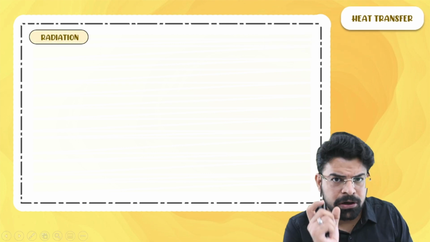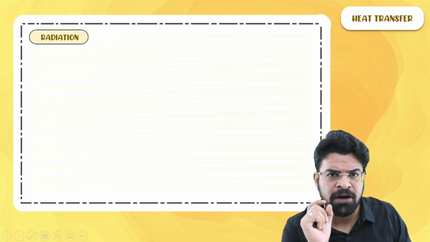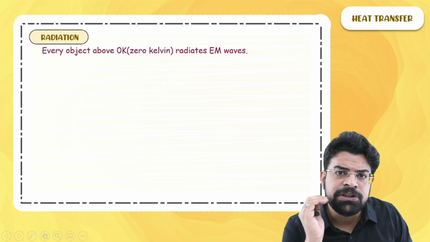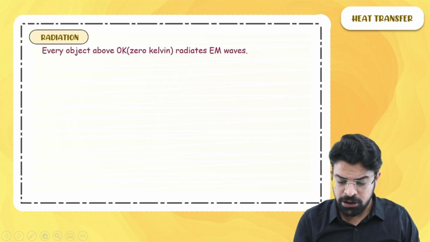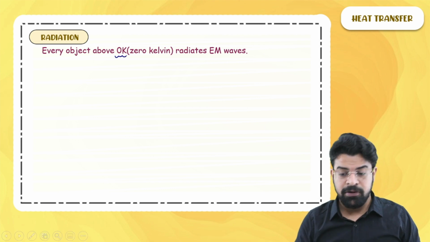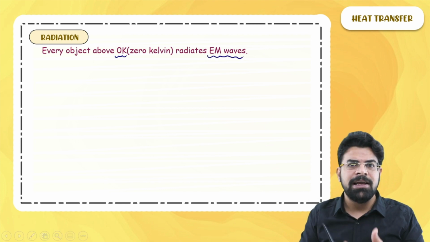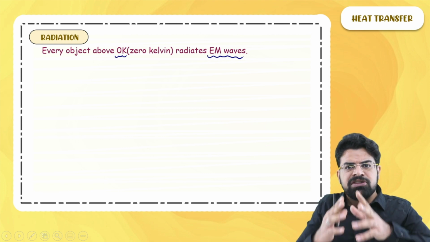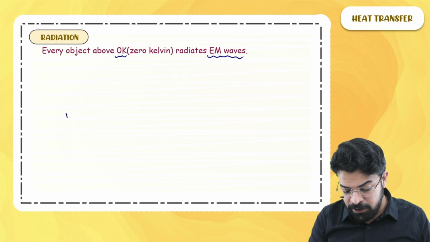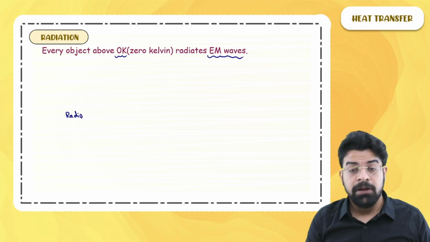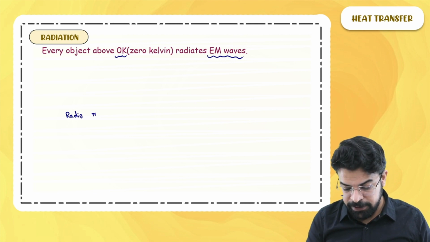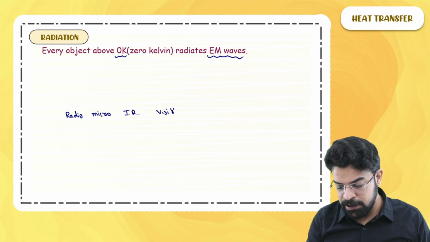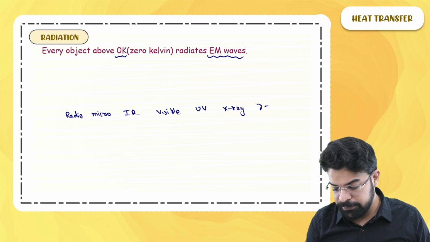So I talked a little bit about radiation in the last hour. I said that every object above 0 Kelvin radiates. So every object above 0 Kelvin radiates EM waves. Now sir, what are EM waves? Electromagnetic waves. Now electromagnetic waves have a big spectrum. So there are radio waves, there are microwaves, there is infrared, there is visible, and then there is ultraviolet, there is X-ray, and then there is gamma ray.